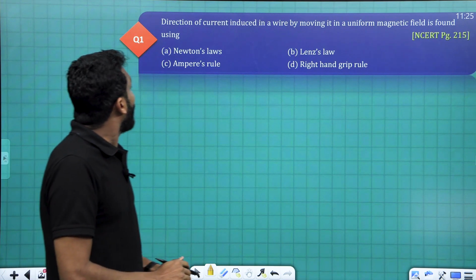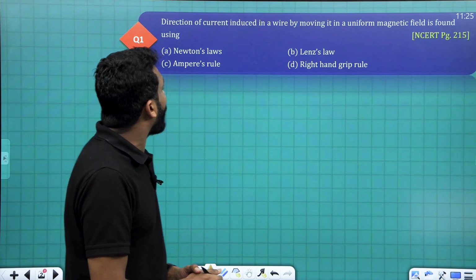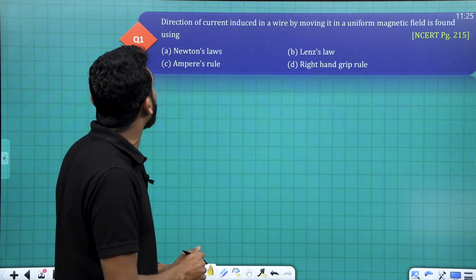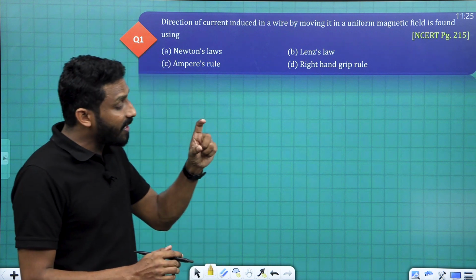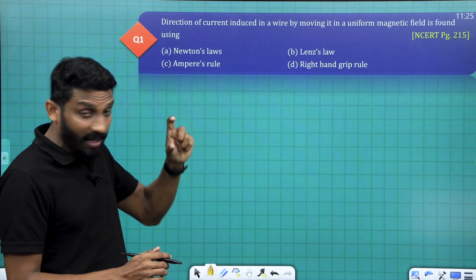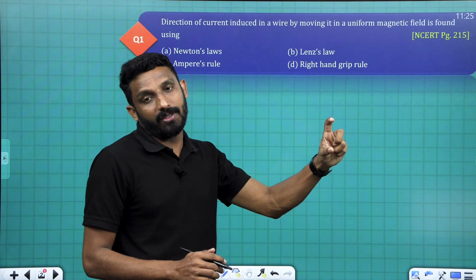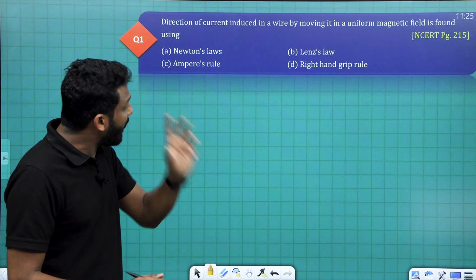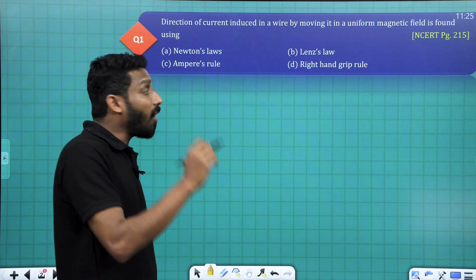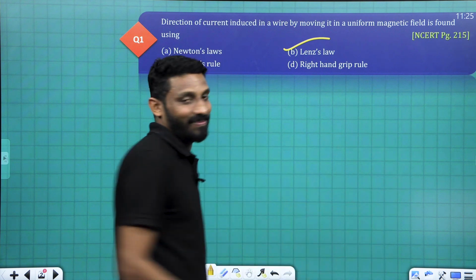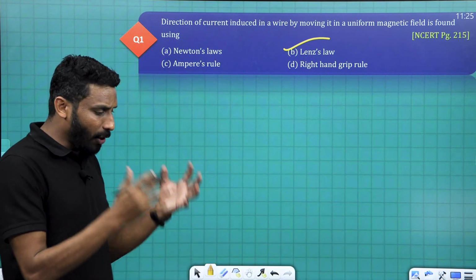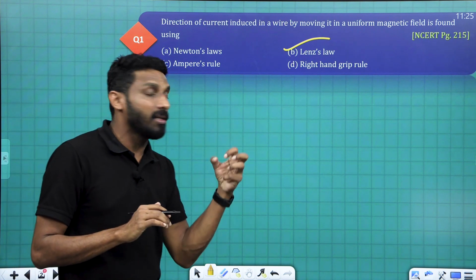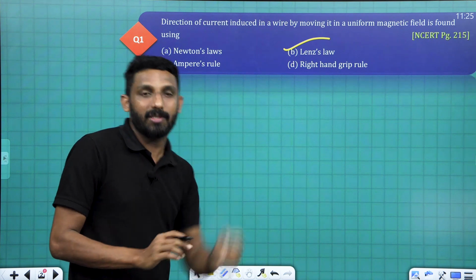Number 1, direction of current induced in a wire by moving it in a uniform magnetic field is found using. When a wire is moving in a uniform magnetic field, then induced current will be there in the wire. The direction of the current is found by Lenz's law. The value of EMF induced is found by Faraday's law and the direction is found by Lenz's law.